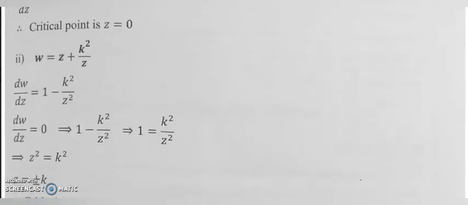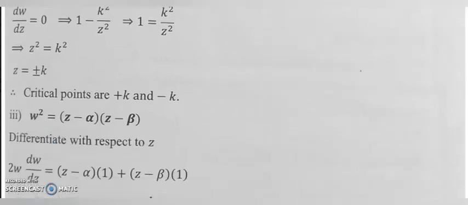Next question. W is equal to Z plus k square by Z. dW by dZ is differentiation with respect to Z. Derivative of Z is 1. Then derivative of 1 by Z is minus 1 by Z square.